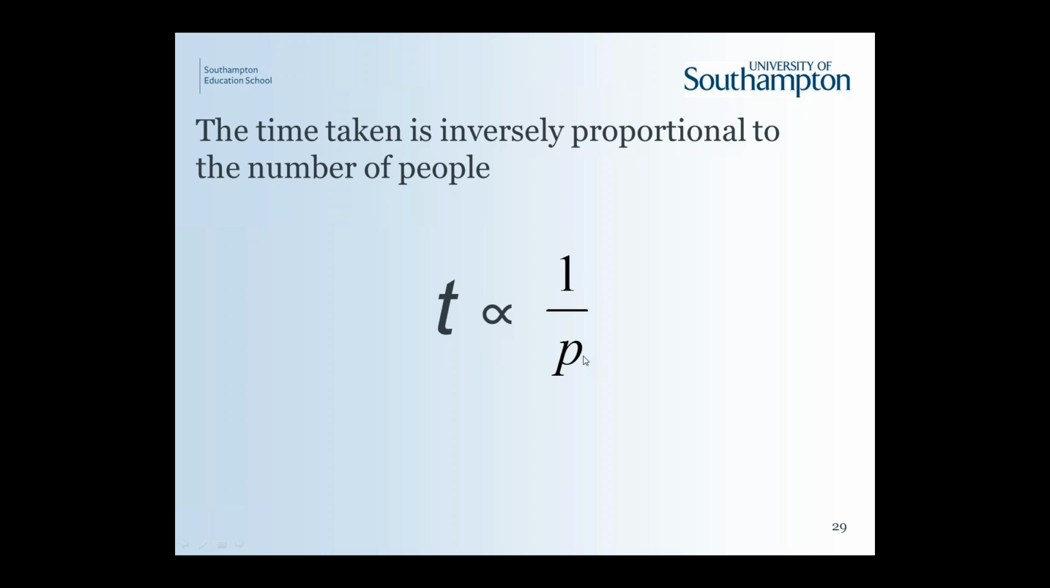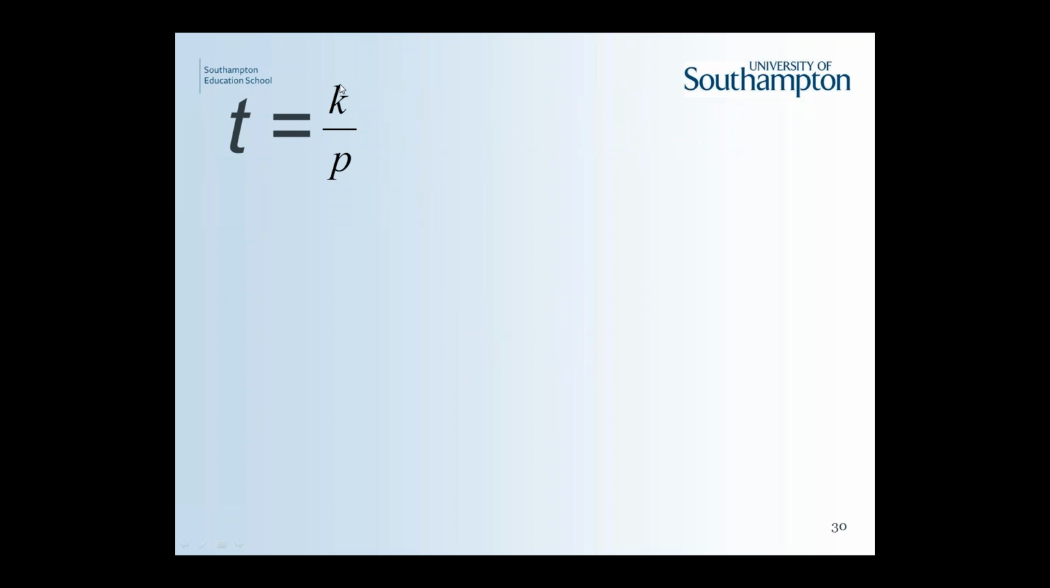So this is where our English and our maths get confused, because inverse is basically doing this, 1 over it. So we want proportional to the inverse of the number of people. And that means that we're still multiplying by a factor. It's just that it's k times 1 over p, which gives us our k over p.